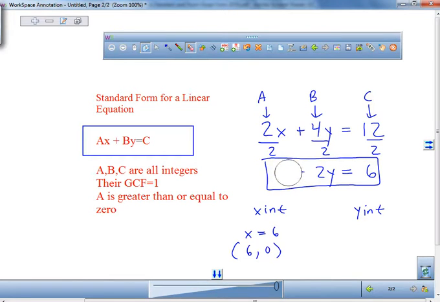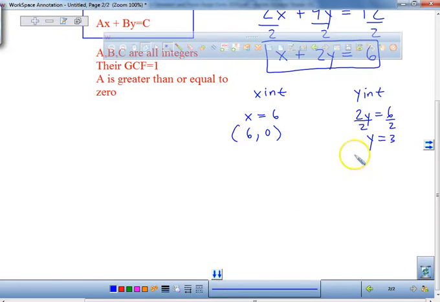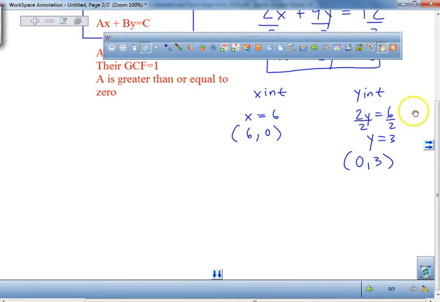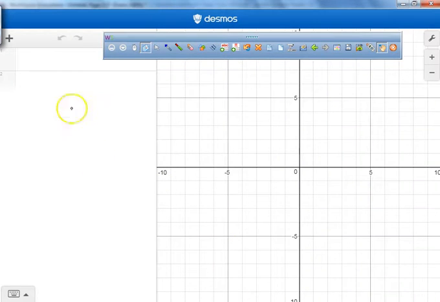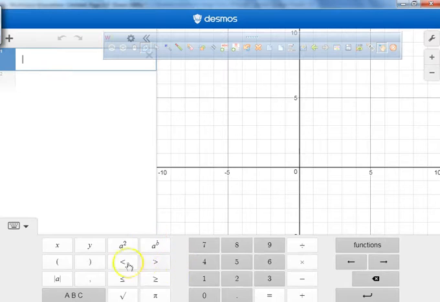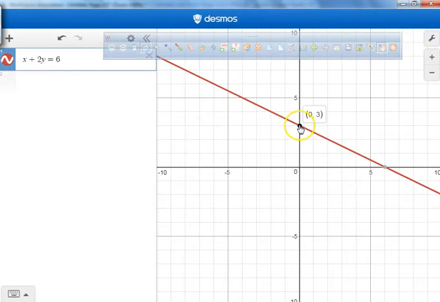Cover that up. What does it say? 2y equals 6. Divide both sides by 2. Y equals 3. Therefore, our y-intercept's at 0, 3. Why is Desmos a nice application to use to be able to graph that? It'll graph it for you. All right. So if we graph this and type in x plus 2y equals 6, we can see that our y-intercept's at 0, 3, and our x-intercept's at 6, 0.